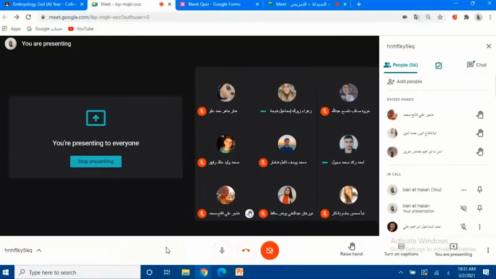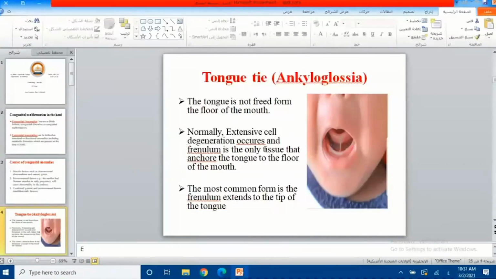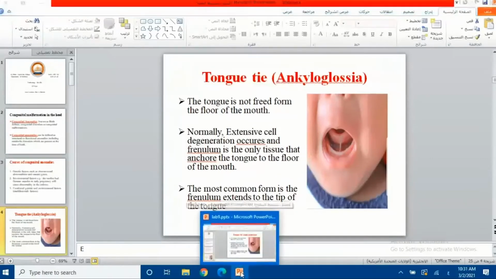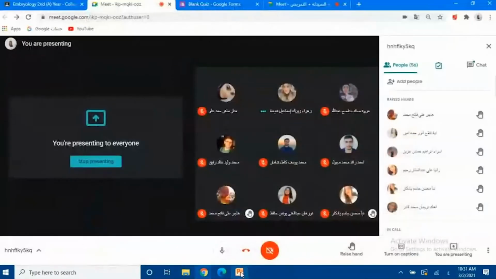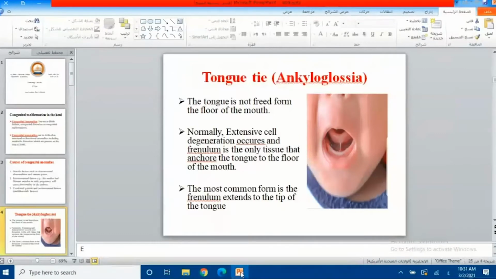Doctor, can you repeat the question? The question: what's the reason for tongue tie, the cause of tongue tie or ankyloglossia? What causes it, or what is it? How does it happen? Or let's say in another way, how does tongue tie happen?